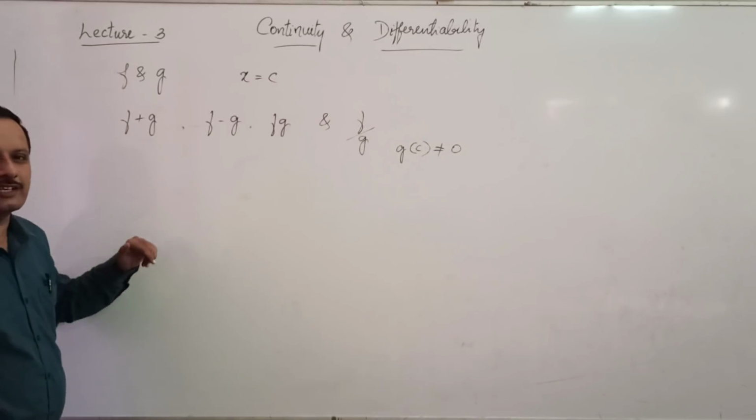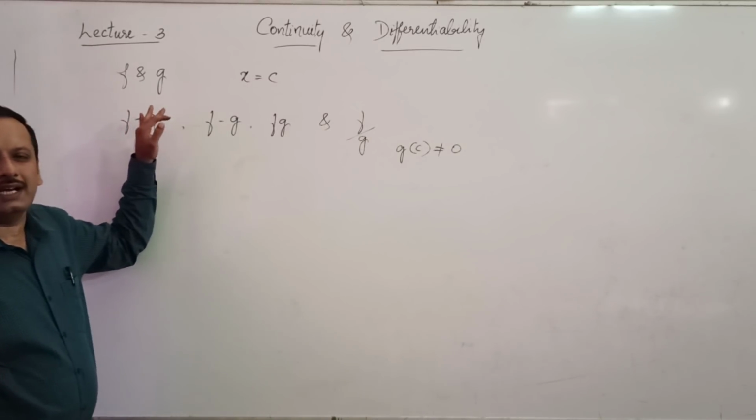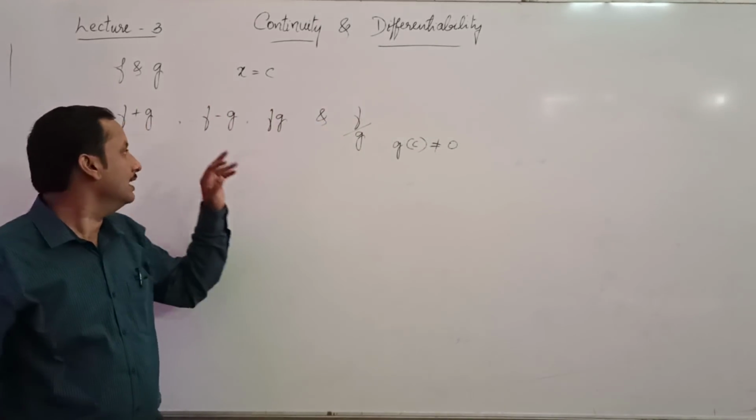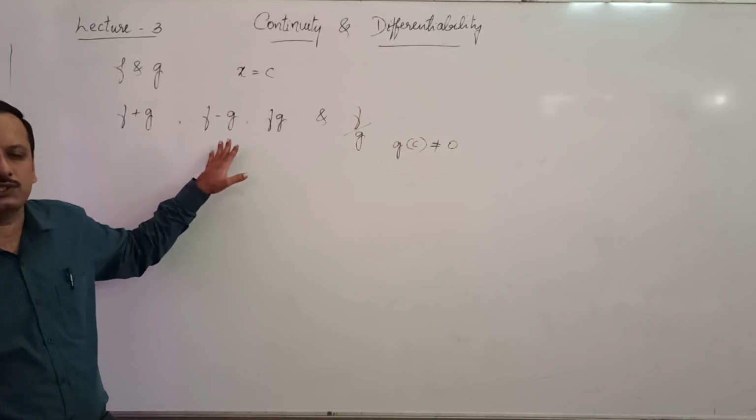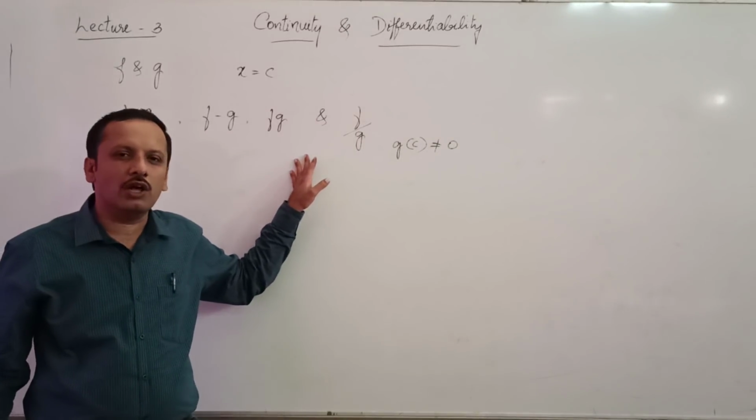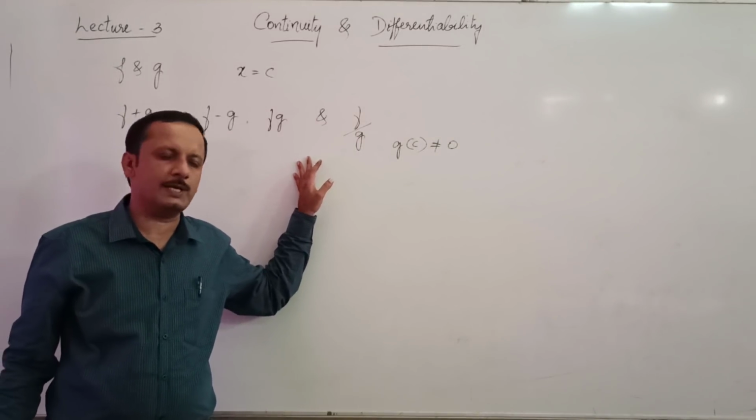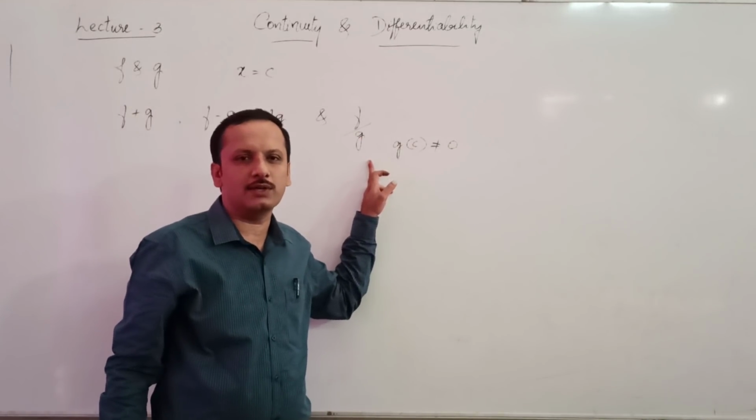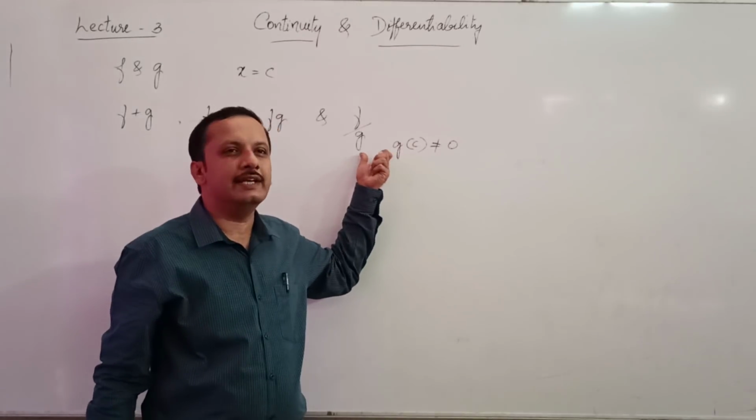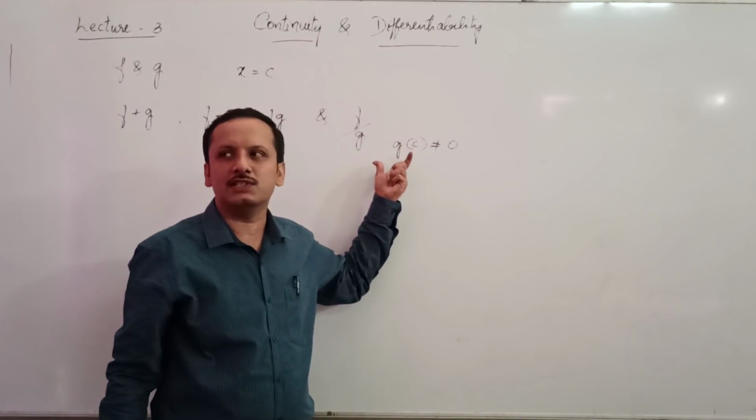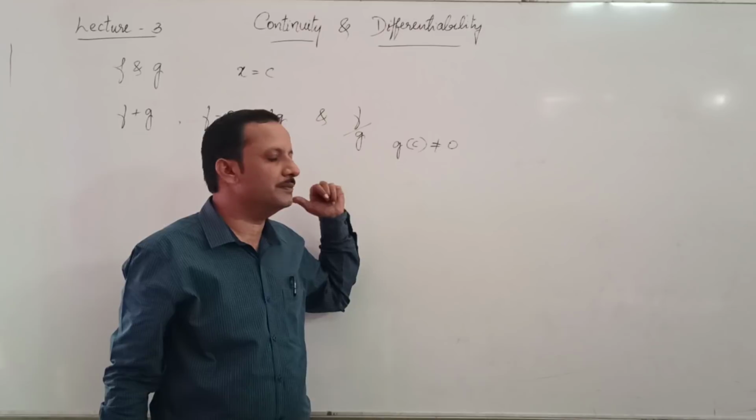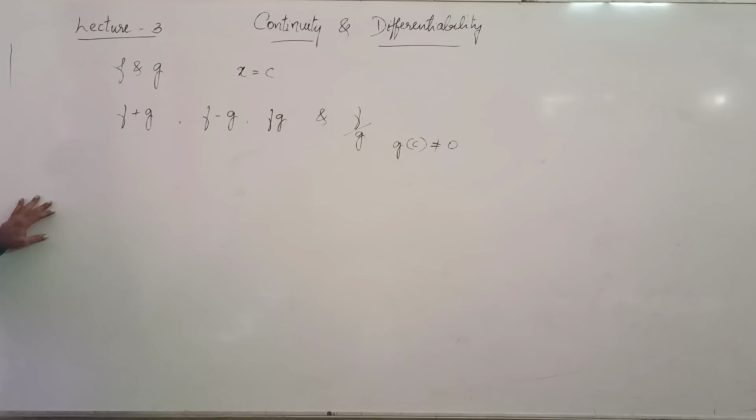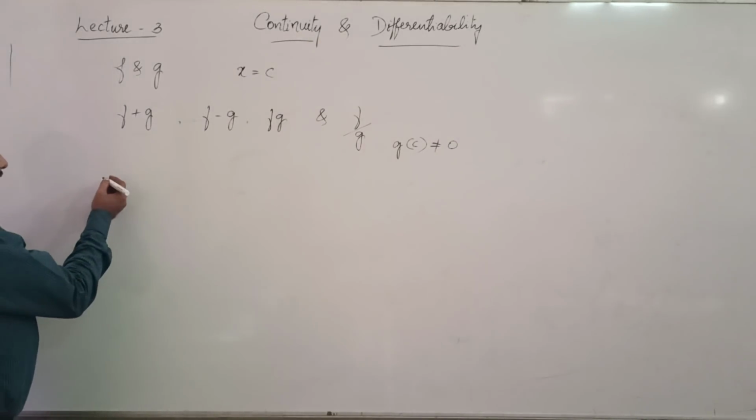So let me state that theorem again. If f and g are continuous at the point x equal to c, then f plus g, f minus g, f into g, they are all continuous at x equal to c. Then f by g is also continuous at x equal to c, provided the denominator g of c is not equal to 0.